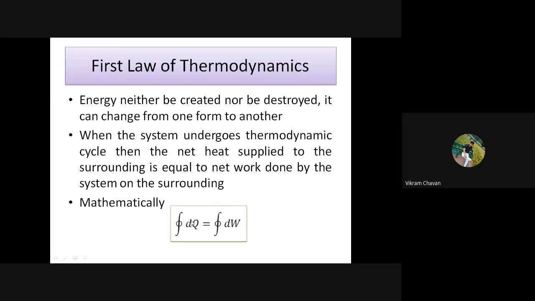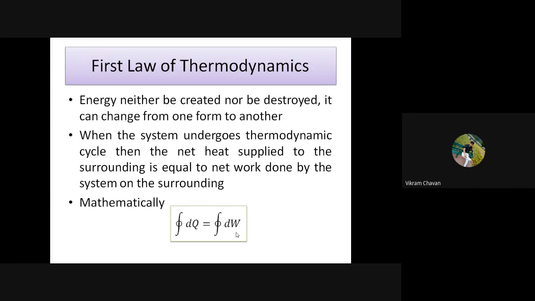dq is the change in heat energy, and dw is the change in work done. So the general statement is energy can neither be created nor be destroyed, it can change from one form to another. To implement this first law, we require the in-depth statement: when the system undergoes the thermodynamic cycle, then the net heat supplied to the surrounding is equal to the net work done by the system on the surrounding.